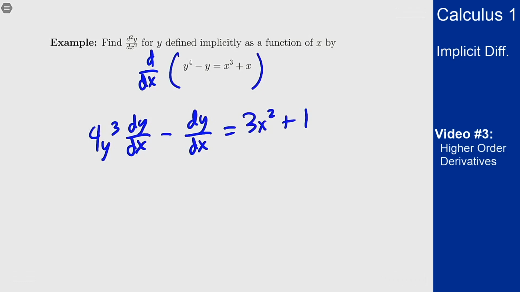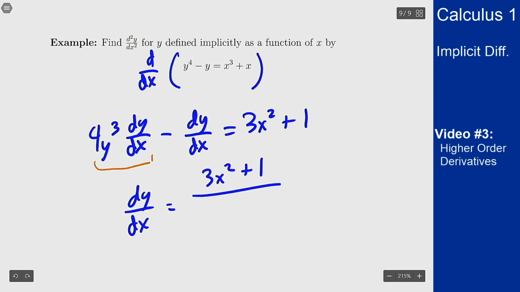Now you could, at this point, differentiate again, get to d squared y dx squared, and then solve out. That's going to be a little more complicated because this is a product rule, and you're still going to have to eventually solve for dy dx anyway, because it's going to show up in your answer. So your best bet is likely to simplify first, solve for dy dx, and differentiate at that point. We can solve out again. This gives me dy dx equals 3x squared plus 1 over 4y cubed minus 1, just by factoring out and then dividing by the 4y cubed minus 1.